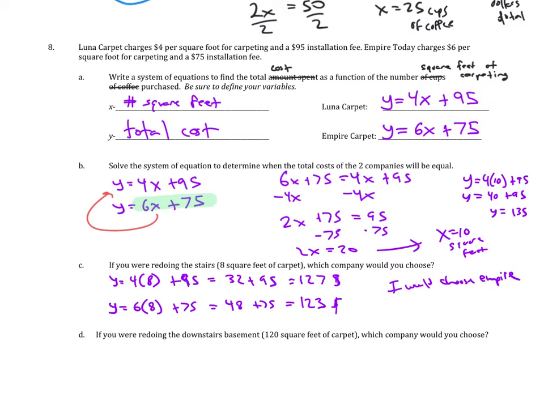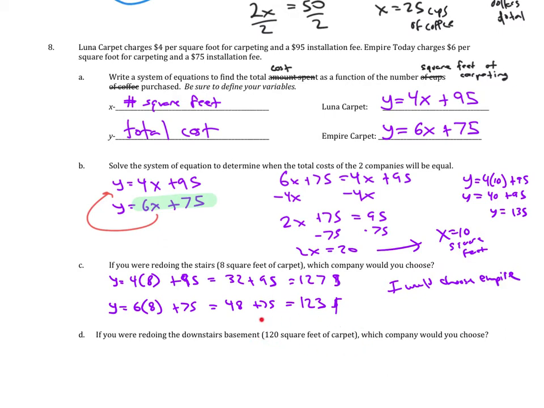But what we can see is that slope, that $6 per square foot, as we get bigger and bigger, is eventually going to make the cost for Empire more expensive, right? So eventually, even though the $95 for Luna is a bigger installation cost, it's better to have that $4 per square foot price if you're paying for more carpeting, right?